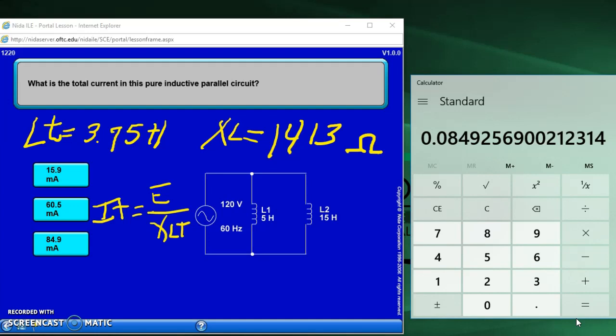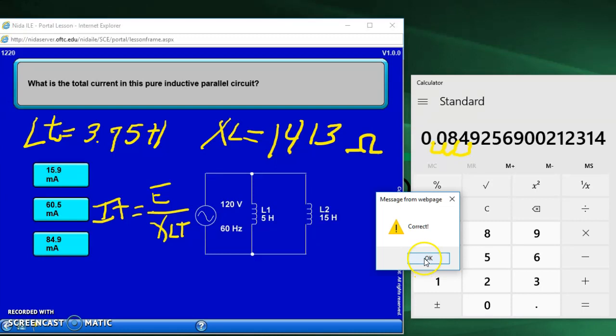If we want to convert to milliamps, we got to multiply it by 1,000, which basically means we move that decimal place over 3 places, and then this becomes milliamps. 1, 2, 3, 84.9 milliamps is our answer. So we've got it right here. So let's click it and see if we're right. Yes, we are.